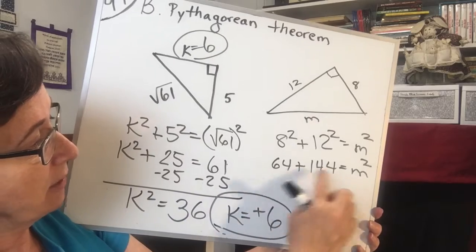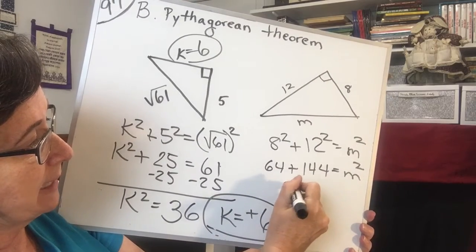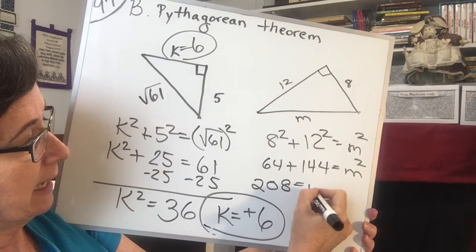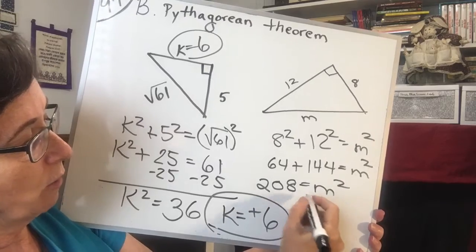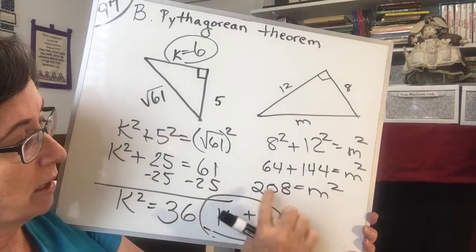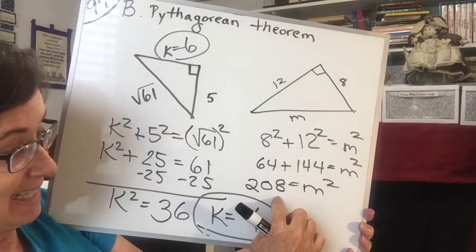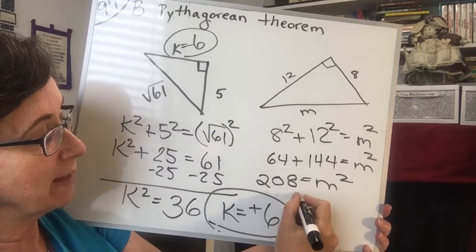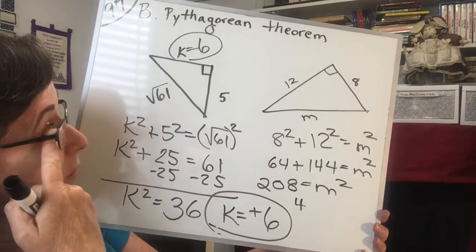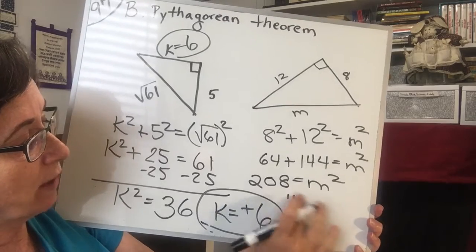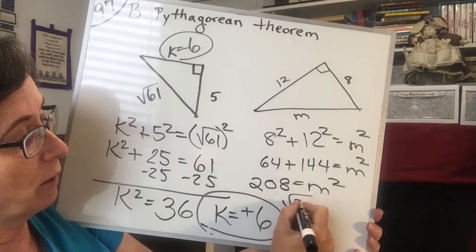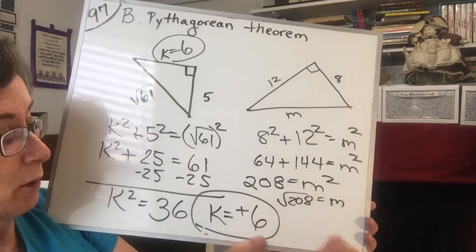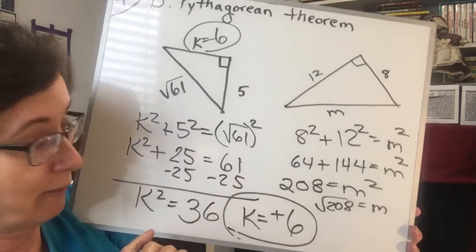So when I add these two together, I get a 4 and a 4 is an 8. A 6 and a 4 is a 10. 208 is M squared. So we have to find the square root of 208. And I think we're going to do it this way. We're going to have square root of 208 is M, and it's going to be plus or minus, but we're only going to accept the positive one.